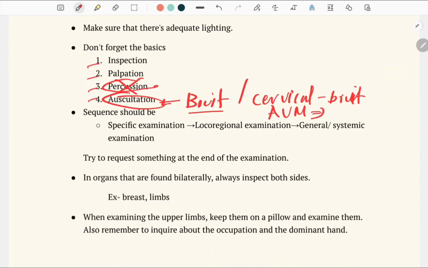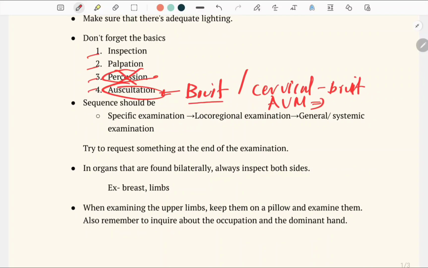And the next part is the sequence in surgical short cases. First the specific examination, then the loco-regional examination, then the general or systemic examination. Specific examination in the sense, let's say the examiner wants you to examine a venous ulcer.